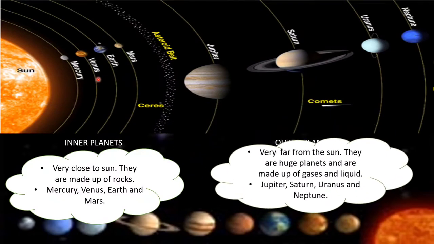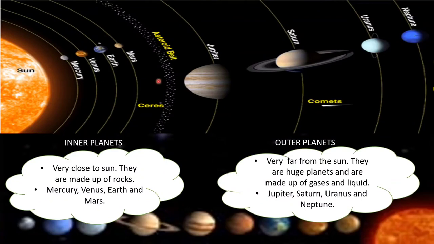Okay, now let us see about outer planets. These planets are very far from the sun. They are huge planets and are made up of gases and liquids. So we can see the distance from the sun is very far, and also the size: you can see the size of Mercury, Venus, Earth over here and the size of Jupiter, Saturn, it is very much bigger. So they are huge planets, far away from the sun, and made up of different kinds of gases and liquids. The examples are Jupiter, Saturn, Uranus and Neptune.